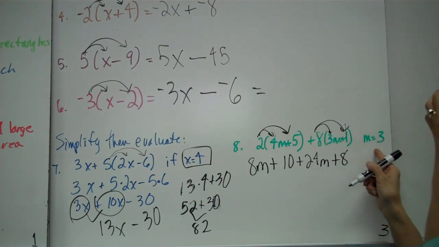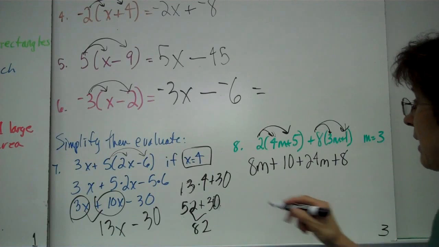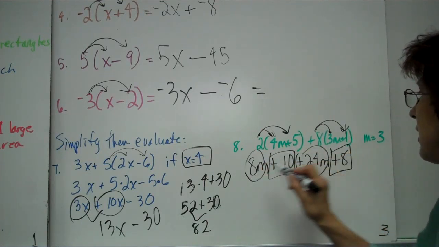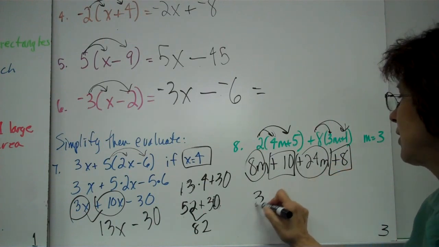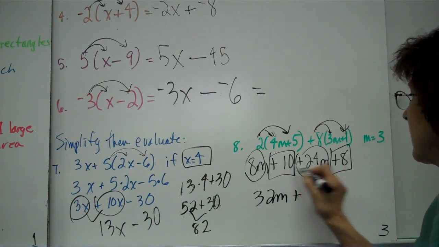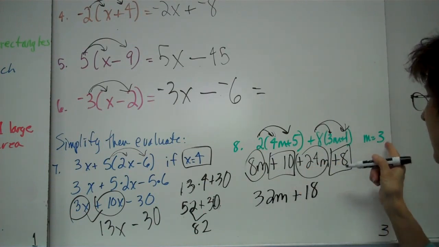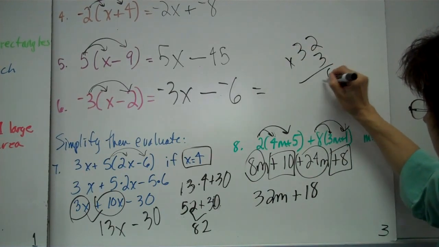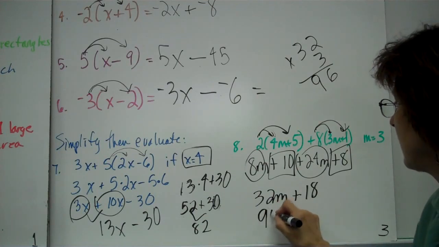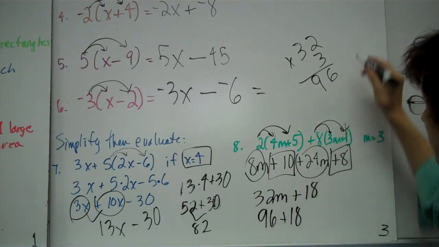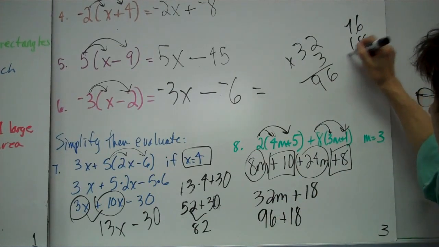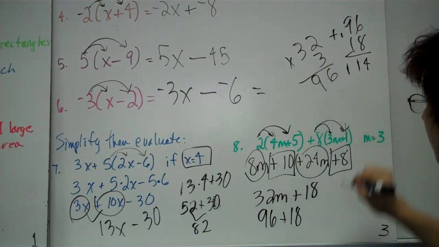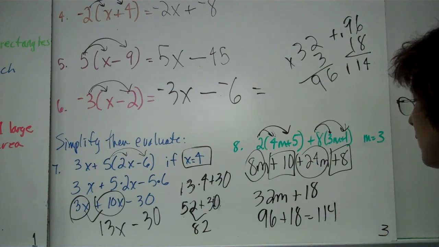Now, m is going to be 3, but I'm not going to use that until the very end when I just have 1m. So I'm going to go ahead and combine my like terms, box up the other guys. 8 plus 24 is 32m plus 10 plus 8 is 18. My m is 3, so I do 32 times 3. It's going to be 96. So it's 96 plus 18. And if you need to do it over here, just do it on your piece of scrap paper. 96 plus 18, that's going to be 114.